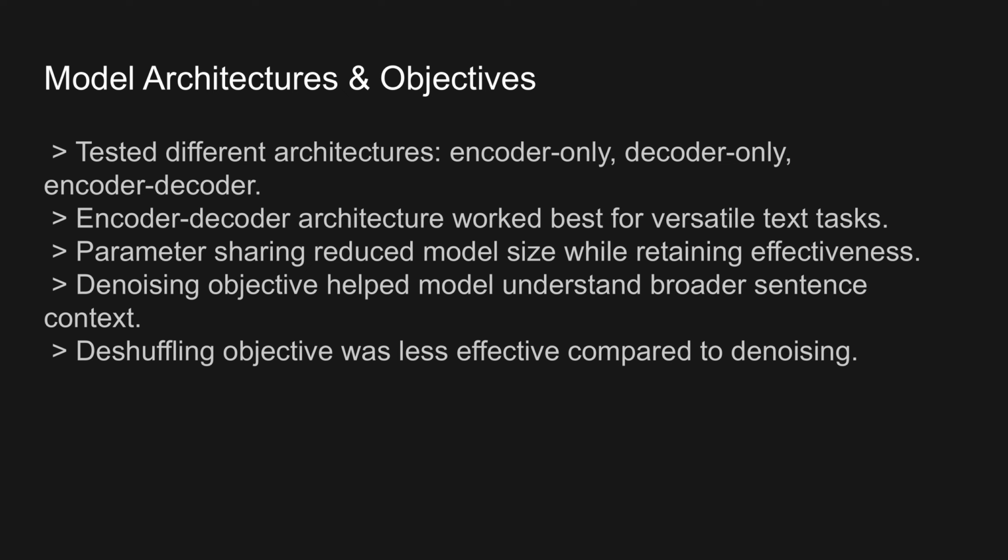The encoder-decoder architecture paired with denoising proved to be the most effective, balancing efficiency and performance across a wide range of tasks. In conclusion, the authors tested different model architectures and training methods, finding that a combination of encoder-decoder and denoising objectives provided the best adaptability and efficiency for their unified NLP framework. This setup formed the foundation for their successful performance across various benchmarks.